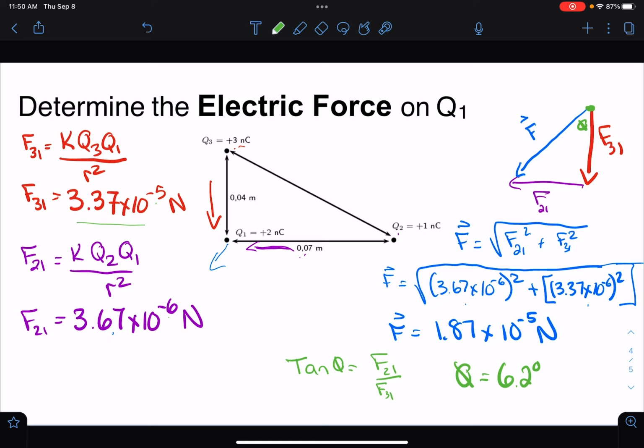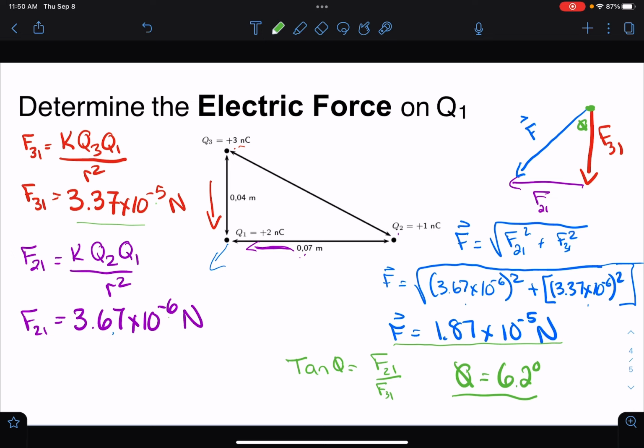So in this case, we have 1 vertical force, 1 horizontal force. We find the hypotenuse and we find the angle. Again, the angle is only if it is asking you for the full vector. If it asks for just the magnitude, this is your magnitude here. Okay?